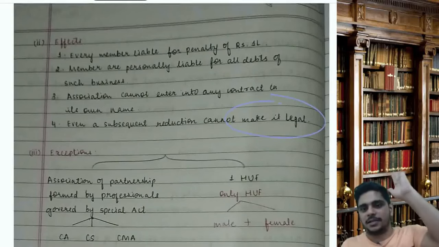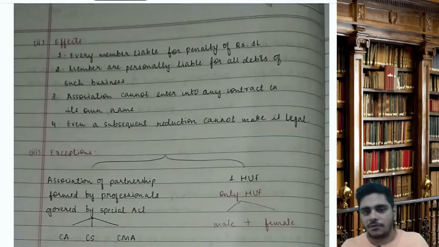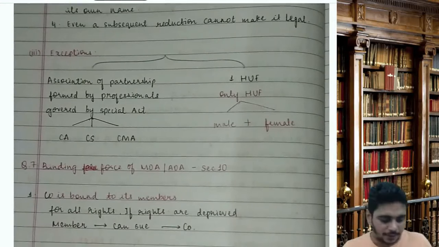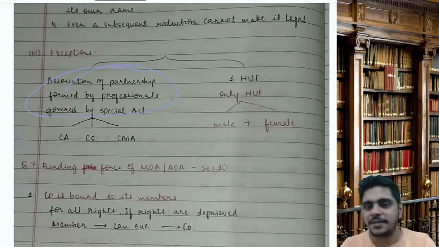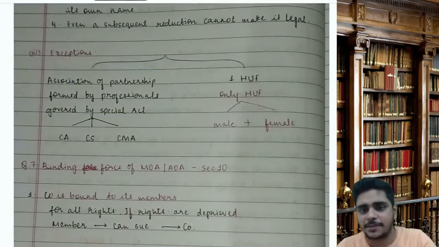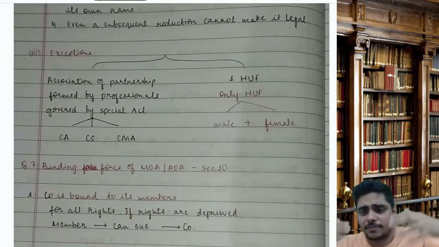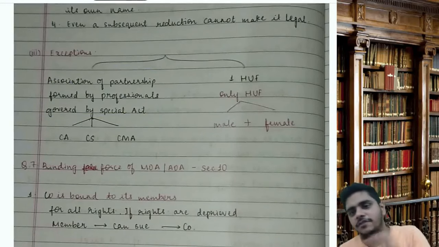Even a subsequent reduction cannot make it legal. Once illegal, always illegal. We have done this. But there are certain exceptions to it. Number one, an association or partnership formed by professionals governed by a special act, like CA, CS, CMA. You can have more than 50 members, 100 members, 200 members, 300 members. It's allowed.